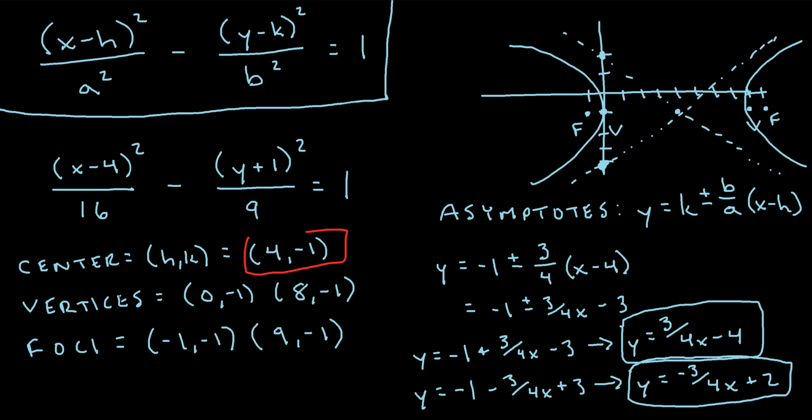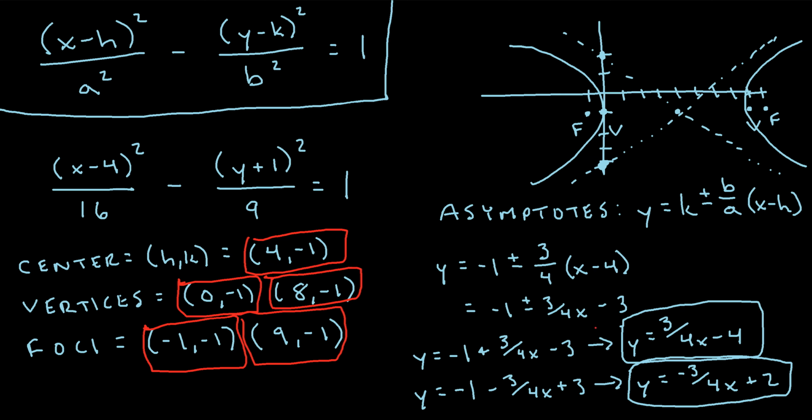So we found the center, we found the two vertices, we found the two foci, and we found the two asymptotes, the equations of the asymptotes.